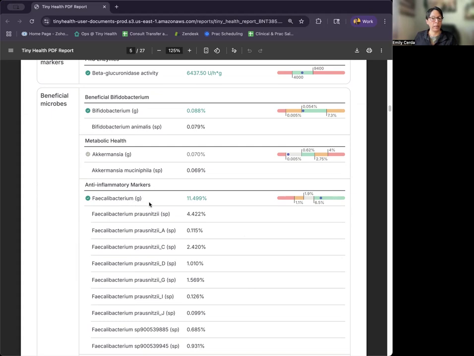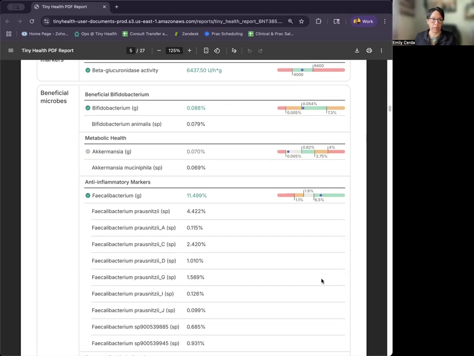This is a genus. And then down below, you can see the species of Faecalibacterium found within the genus in this 11.5% that are in this individual's gut. Again, we have the reference ranges over to the right, and those are based on the individual's age.